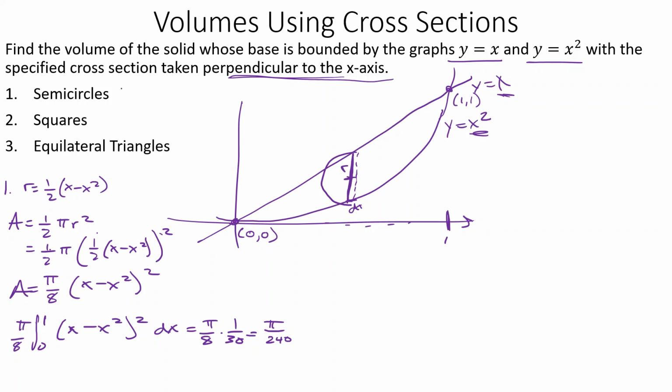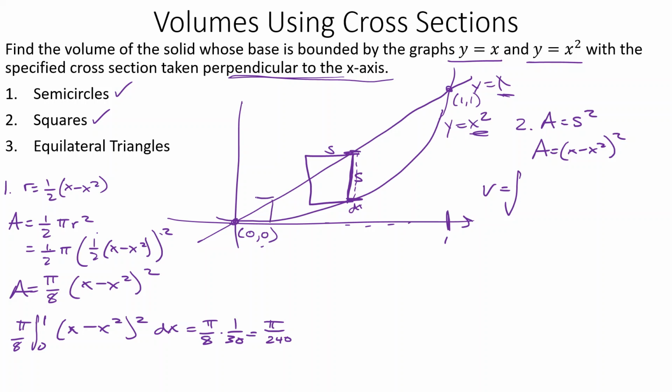All right, next up, so that was number 1, semicircles. Number 2, squares. So now instead of going halfway in the middle there, we're going to come out and do this as a square. This is our side right here, and this is the other side right here. The area of a square is side squared, and the side is just the top one minus the bottom one. So our area is going to be (x - x²) squared. We just integrate all those areas, and that's going to give us volume, from 0 to 1.